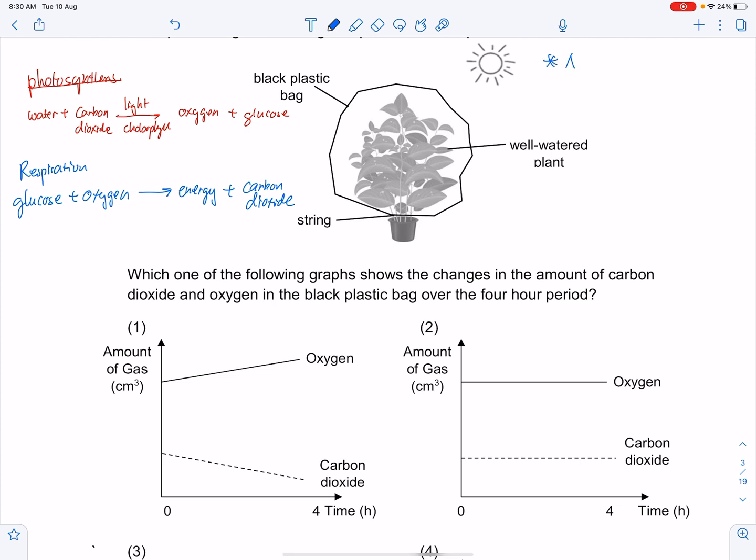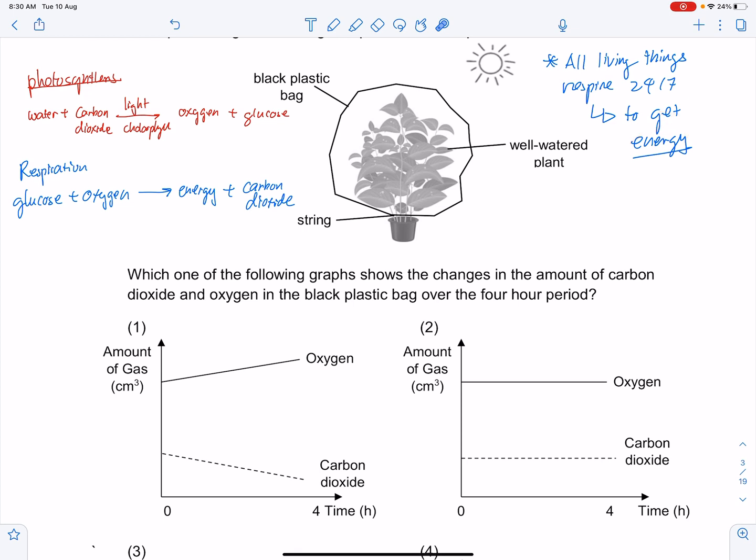So maybe I'll just put it down here. All living things respire 24/7. Why? Because they need to get energy. You will need energy for everything. Even when you're breathing, reproducing, anything at all, you will need energy to do so.